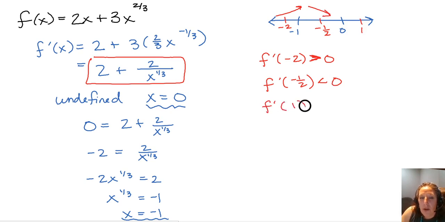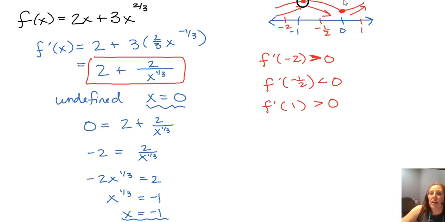And then f prime of 1 is going to end up giving us a 4 there. That is a positive number, so it's back to increasing. So our graph is going to go up and then down and then up. So that tells us that that 0 is going to give us a minimum, and that x equals negative 1 is going to give us a maximum.